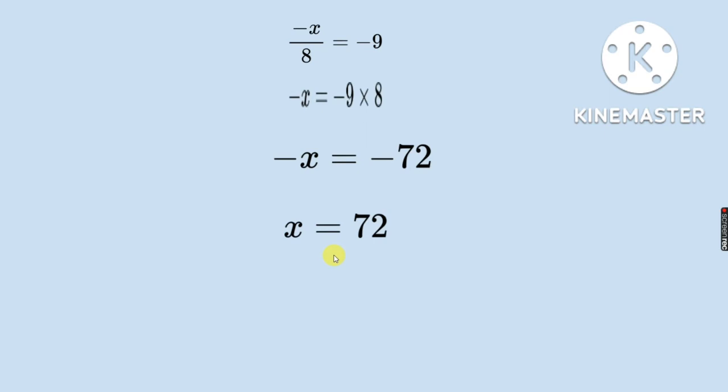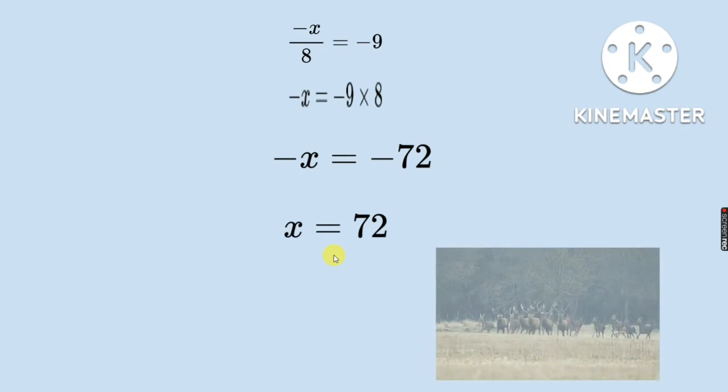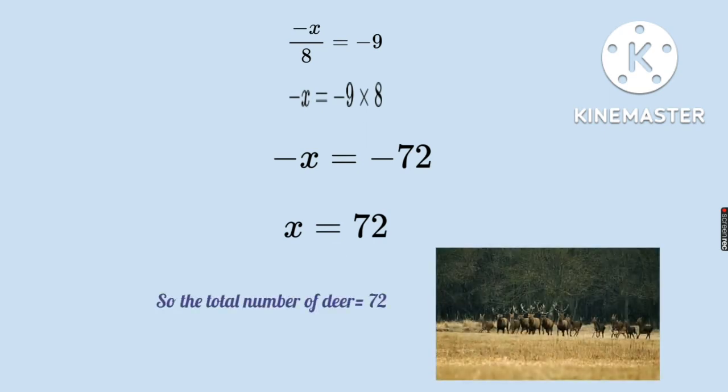So what is x? We have supposed that total number of deers is equal to x. But now we have found the value of x, that is 72. It means that the total number of deers were 72. And half of them were grazing in the field. It means 36 were grazing in the field.